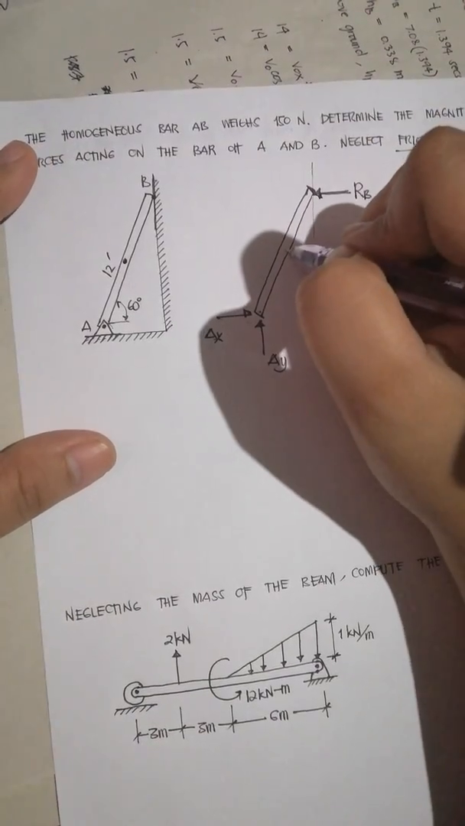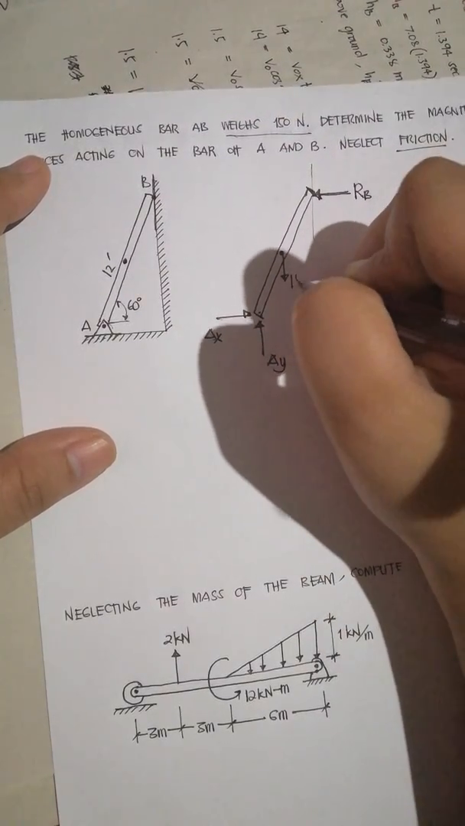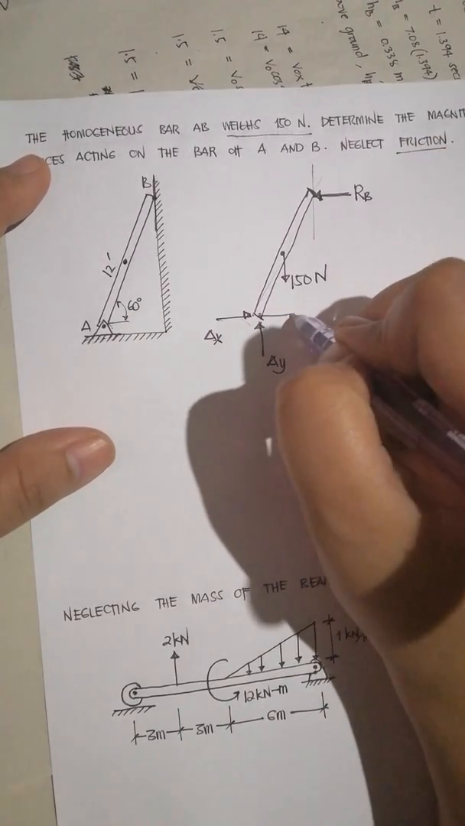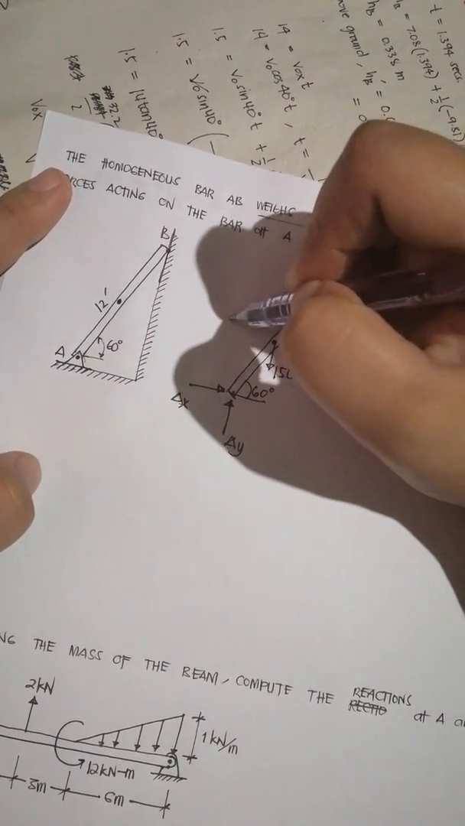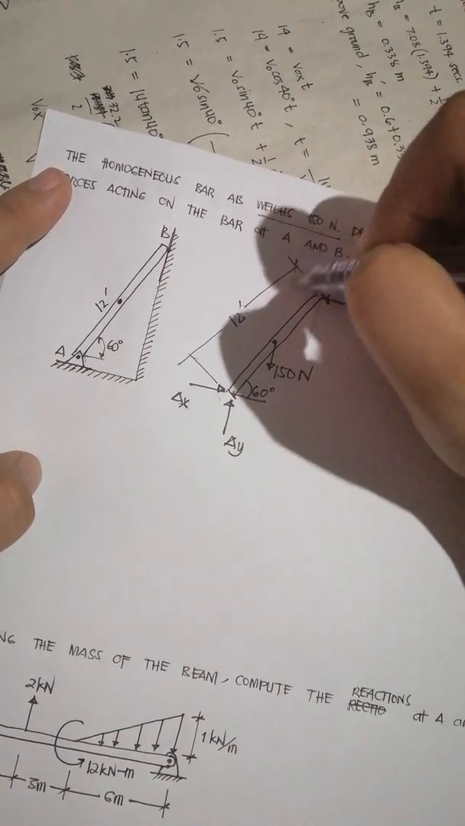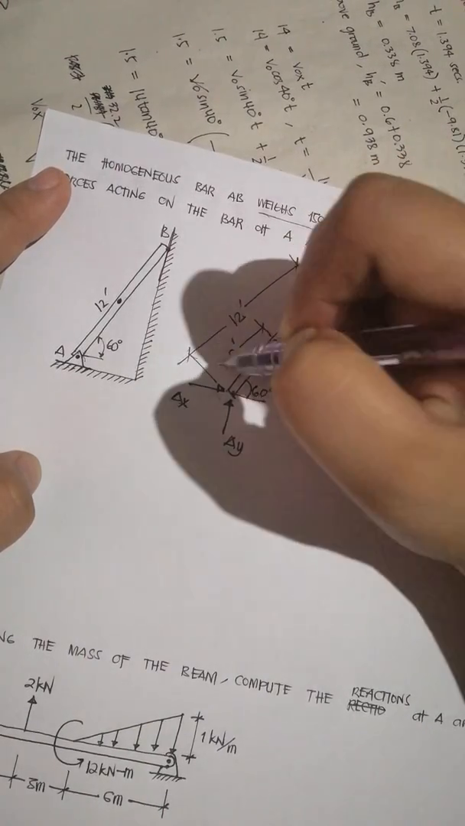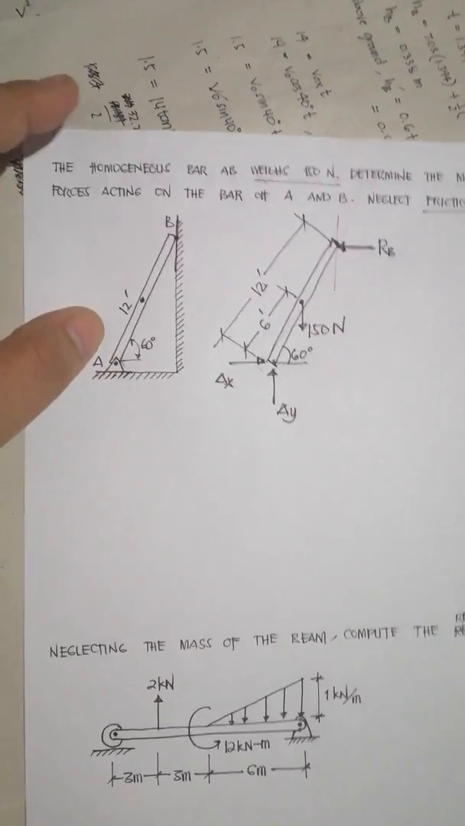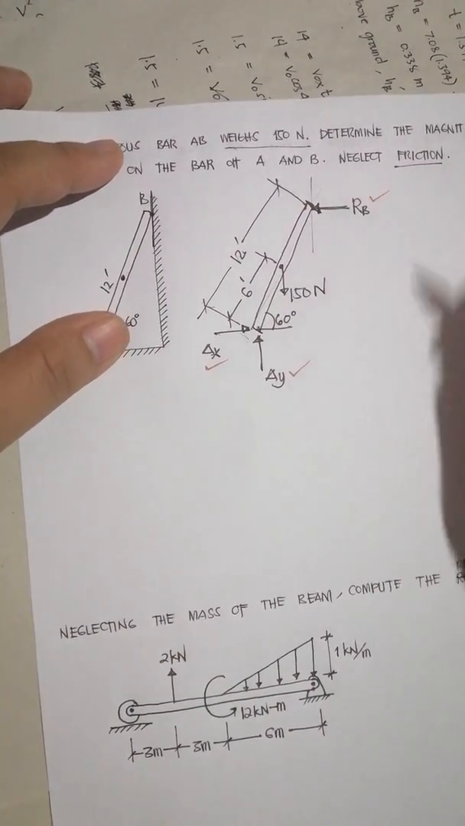Okay, and again we also have the weight of 150 newtons, applied at the center. Since the angle is 60 degrees and the total length is 12 feet, this one along the bar is only 6 feet distance. Okay, we're going to get AY, AX, and RB.